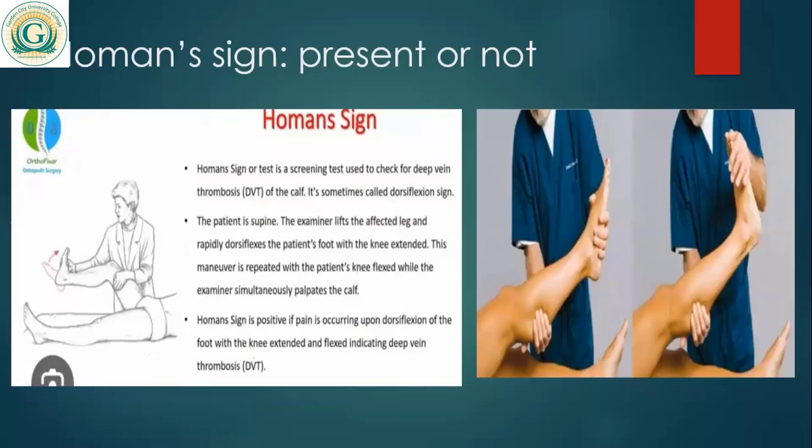This maneuver is repeated with the patient's knee flexed while the examiner simultaneously palpates the calf. Homan sign is positive if pain occurs upon dorsiflexion of the foot with the knee extended and flexed, indicating deep vein thrombosis. So, during postnatal examination, we check whether Homan sign is present or not. And as I've explained earlier, if there is pain when the foot is dorsiflexed, that shows a sign of deep vein thrombosis. So, you educate her on it.